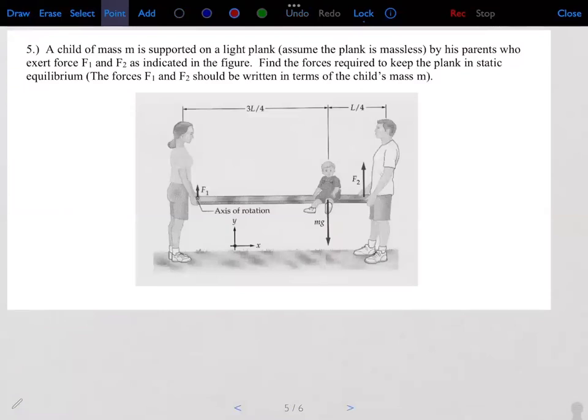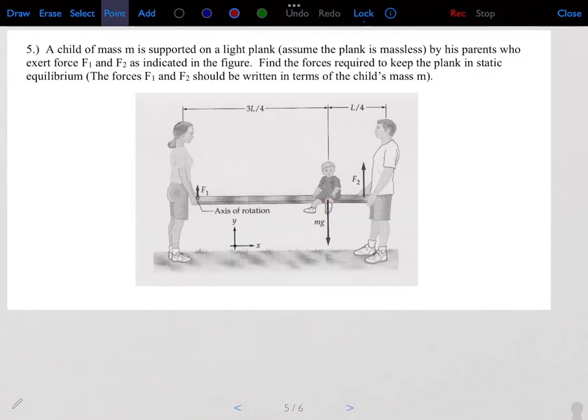You're told a child of mass m is supported on a light plank. So we're assuming that the plank has no mass. That's what it means. Assume the plank is massless. Otherwise, we'd have to include another force here acting at the center of mass of the plank, acting down, the weight of the plank. But we're going to assume there's no weight. By his parents who exert a force F1 and F2, as indicated in the figure, find the forces required to keep the plank in a static equilibrium. And then you're told that F1 and F2 should be written in terms of the child's mass. Okay, so we're not even given the child's mass. We'll just leave it all in terms of m.